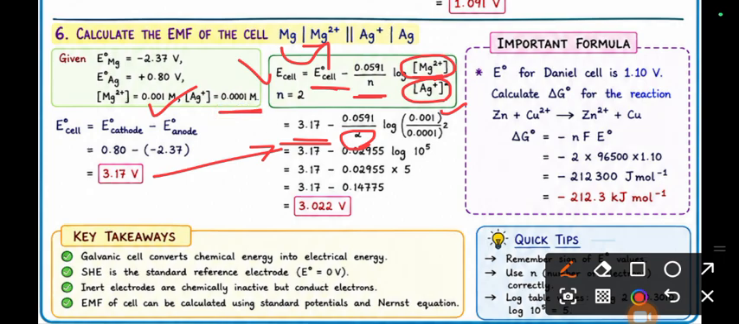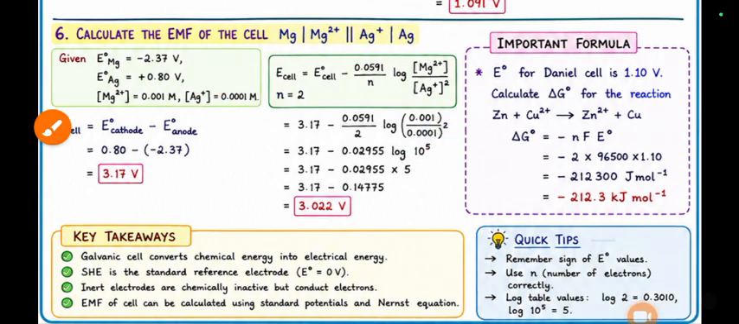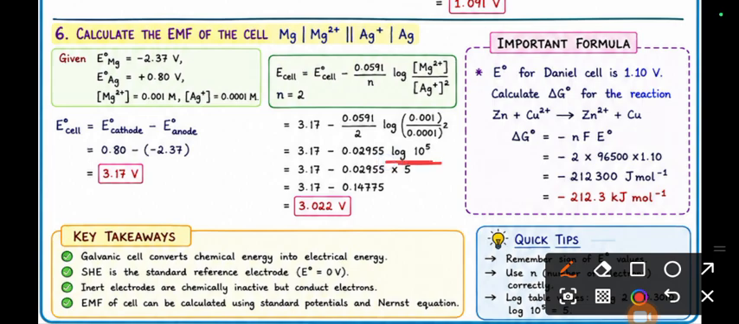Here is the reactant, substitute its value. As in the reaction, you can see there are two, to balance the electrons we need to take 2 silver ions, 2 Ag plus, so the concentration has to be raised to power 2. When you calculate, you will get log 10 to the power of 5, and log 10 to the power of 5 value is 5 itself. So when you calculate, you will get 3.022 volts.